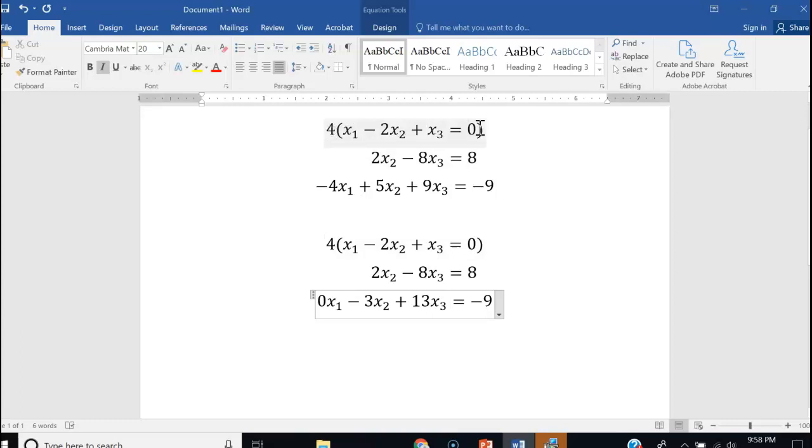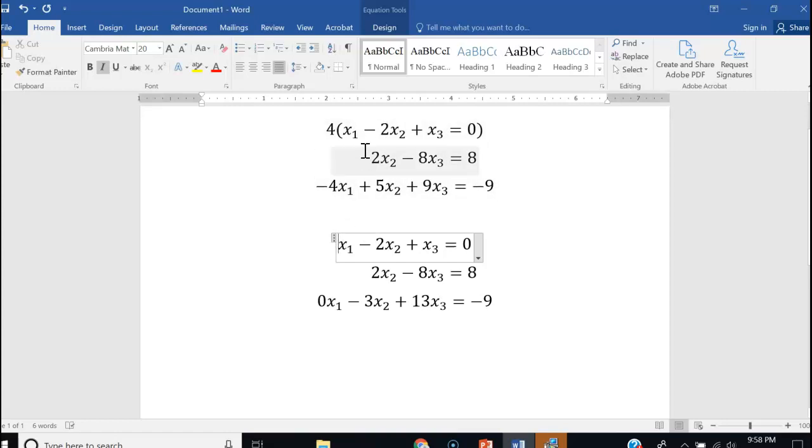4 times 0 plus a -9 stays a -9. Okay. Now, I'm going to do one more thing. I'm just going to say, well, might as well, I multiplied this by 4, might as well just divide it by 4 in the same step.